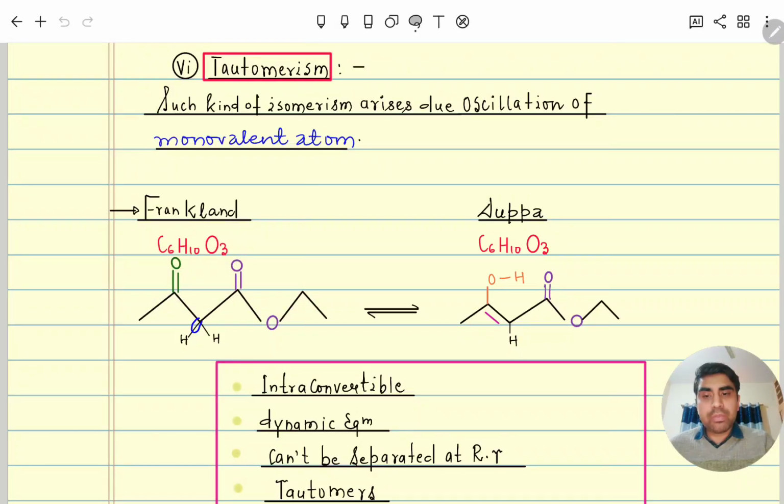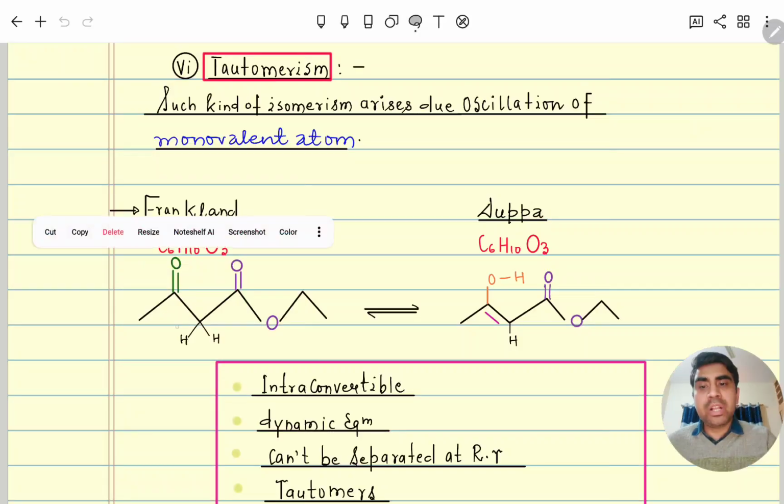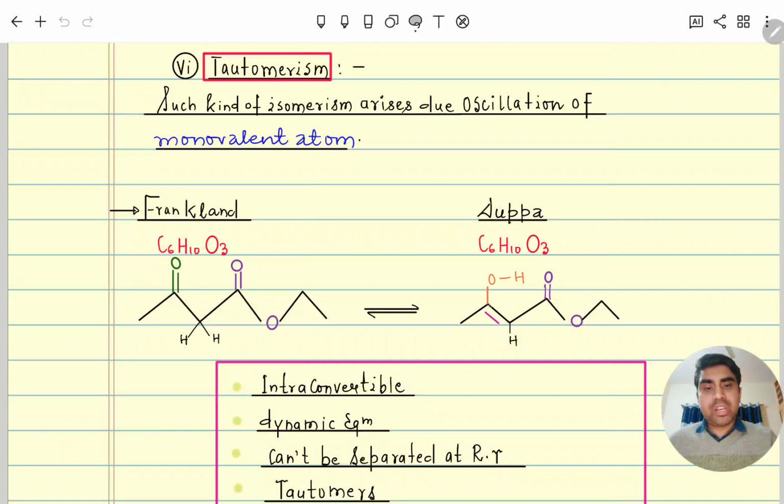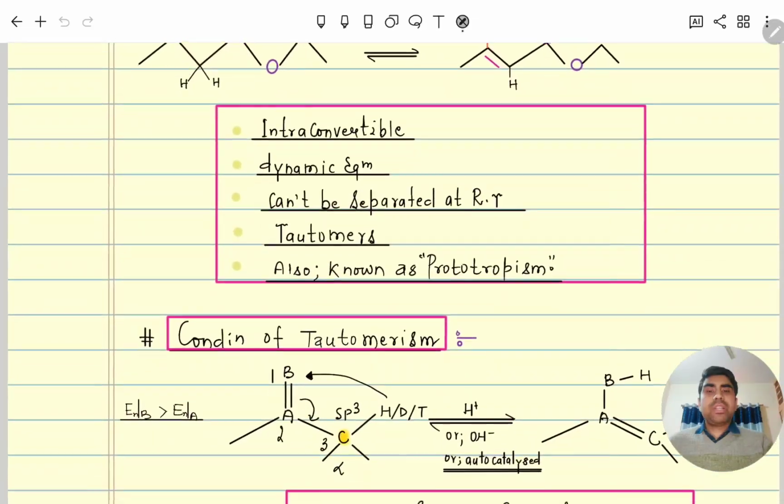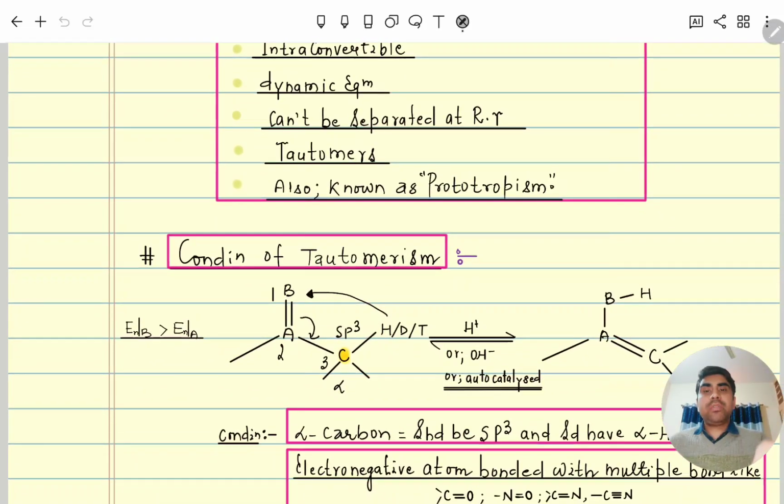Since you can see here the hydrogen is oscillating, moving from the 1 to 3 position. The hydrogen is moving from the third position to the first, and here the double bond is carbon double bond oxygen, and here it is carbon double bond carbon. This is keto-enol tautomerism. Since hydrogen is oscillating, this tautomerism is also called prototropism.